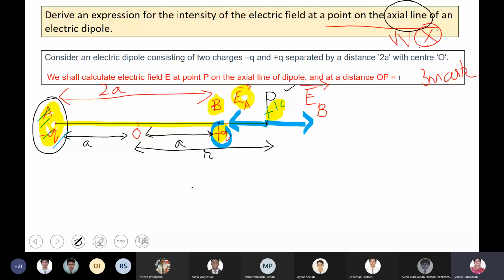Now what we have to do is, you have electric field strength EA, you have electric field strength EB. So I want to find the total electric field strength at point P due to the entire dipole. So what should I do? I have to add these both, right? Vector sum, no? Yes, ma'am. So now first let us find EA, then let us find EB, and then we'll see.